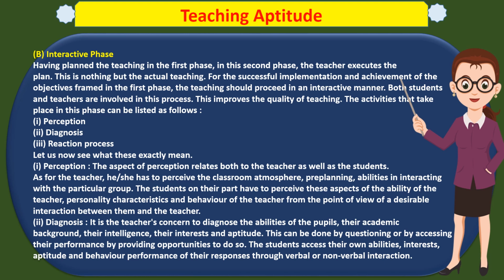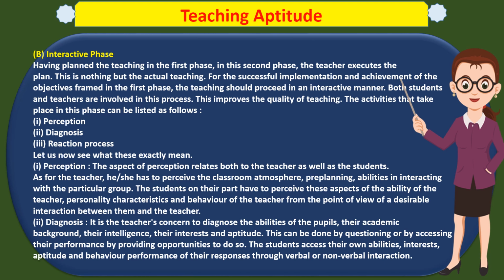B. Interactive phase. Having planned the teaching in the first phase, in the second phase, the teacher executes the plan. This is nothing but the actual teaching. For the successful implementation and achievement of the objectives framed in the first phase, the teaching should proceed in an interactive manner. Both students and teachers are involved in this process. This improves the quality of teaching. The activities that take place in this phase can be listed as follows: 1. Perception. 2. Diagnosis. 3. Reaction process. Let us now see what these exactly mean.